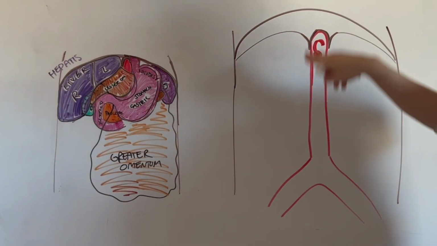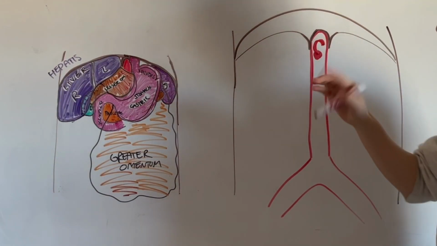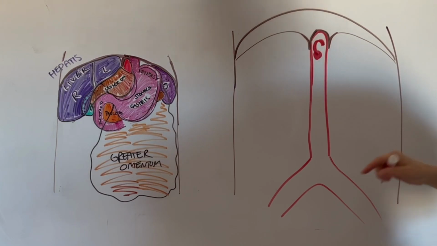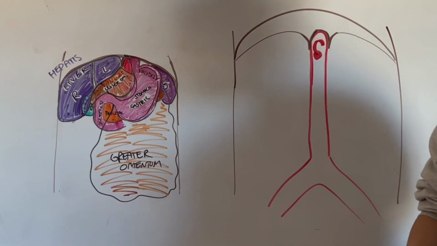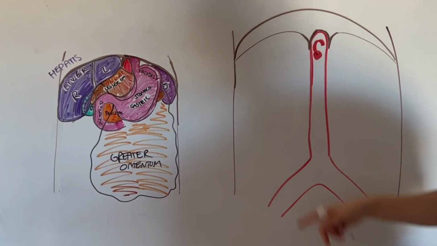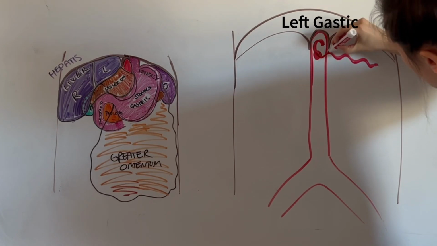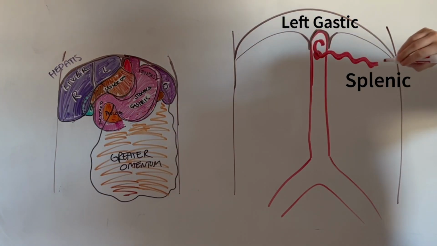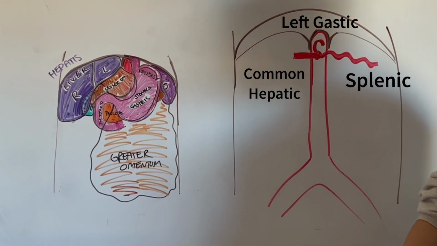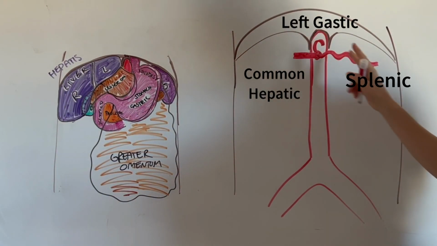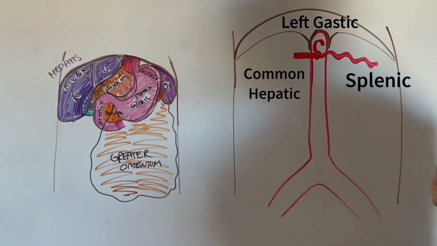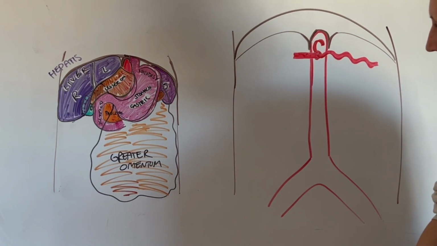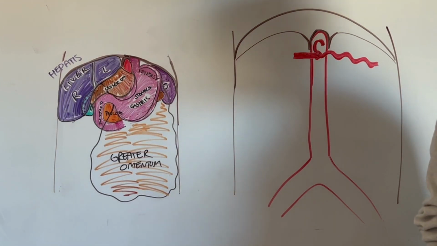I always draw it curling off and upwards and towards the left because this is our left gastric. So our three main branches include our left gastric, our splenic artery headed towards the spleen on the left side, and lastly, our common hepatic artery. So our common hepatic, splenic, and left gastric are the three main arteries of our celiac trunk. Now let's get into their branches.